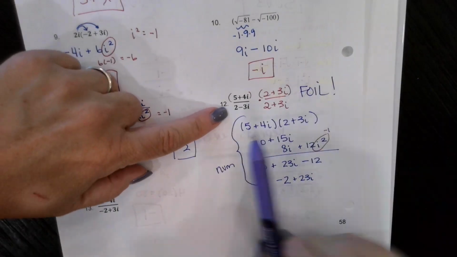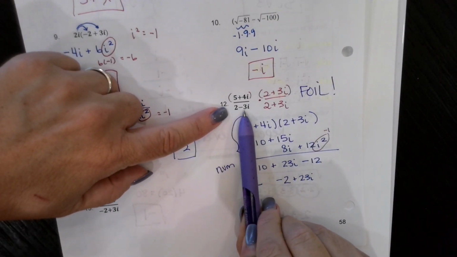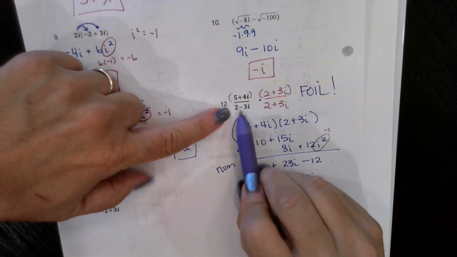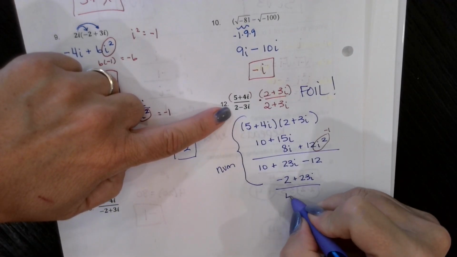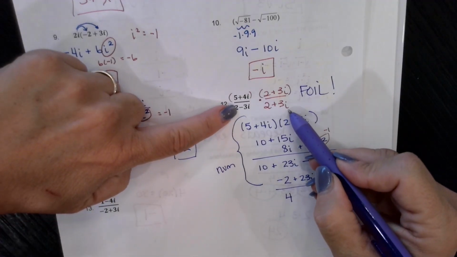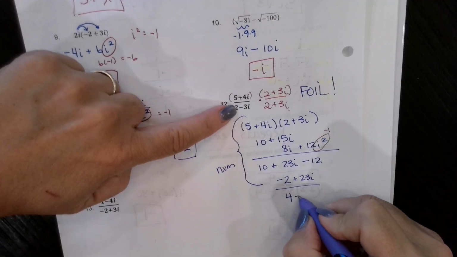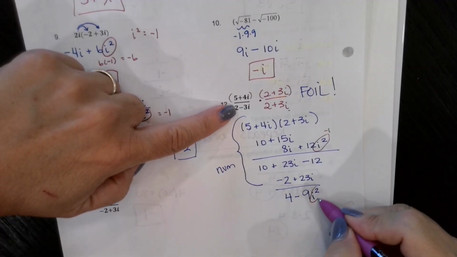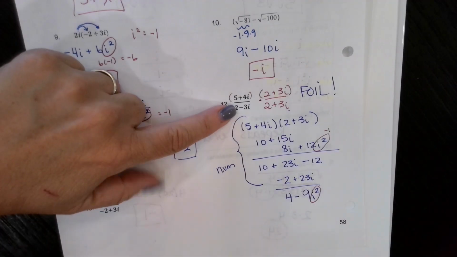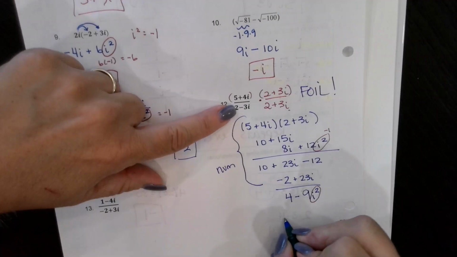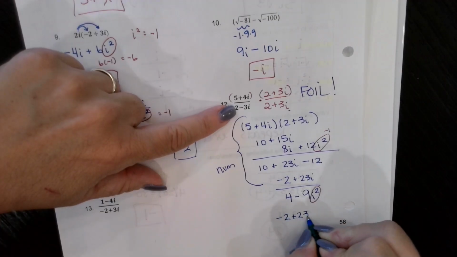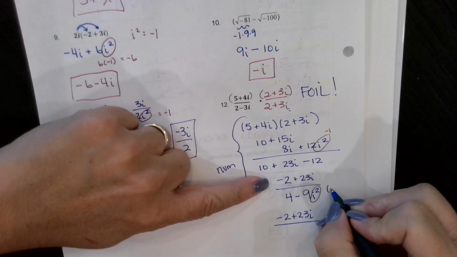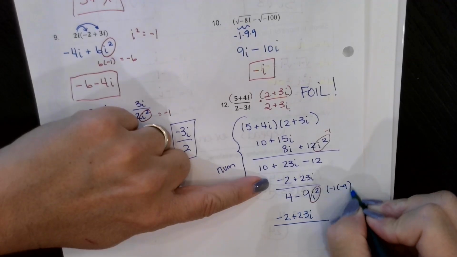Now on the bottom, this becomes a perfect square. I have 2 minus 3i, 2 plus 3i. So if you remember a shortcut for a perfect square, I multiply the first 2 together, and that's going to give me 4. And then I'm going to multiply the last 2 together, so it's going to be minus 9i squared. Now again, I have this i squared term right here, so we know that this is -1. So when I simplify this whole thing out, I'm going to get -2 plus 23i in the numerator over, this becomes -1 times -9, so positive 9, 13.